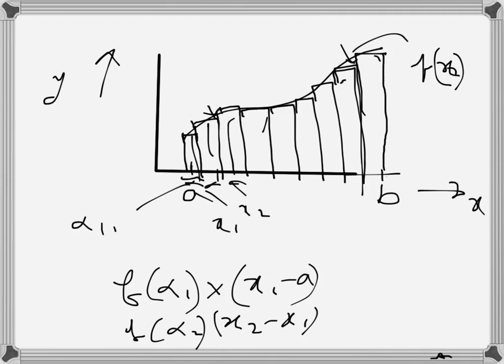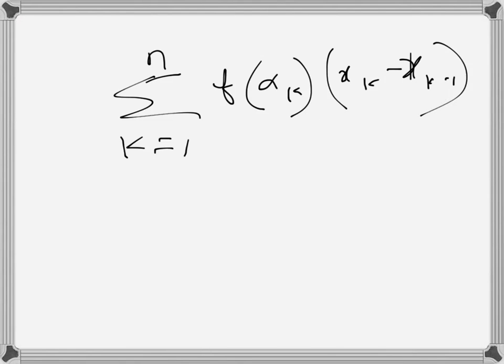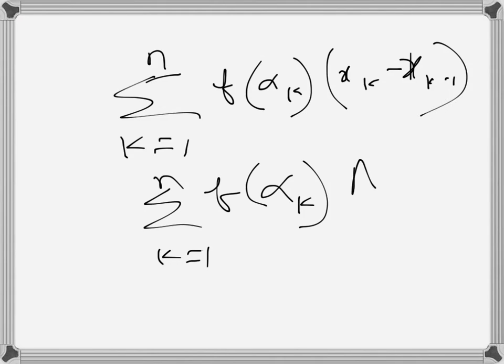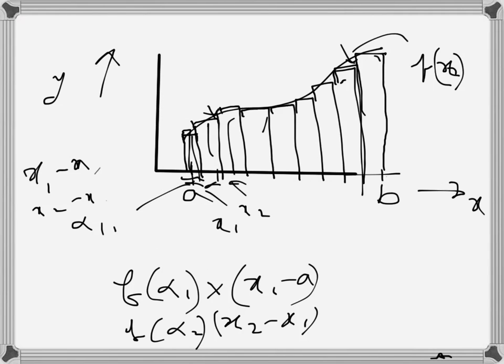But to make it more accurate, if we can take the rectangles to be smaller and more in number, so basically the difference x1 minus a, similarly x2 minus x1, if these differences can be made smaller, so let's call this difference del x_k, and we have the sum of f(alpha k) del x_k. So if this del x can be made very small, how small? Very small, then we will have a better approximation.